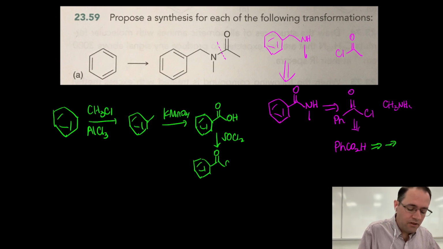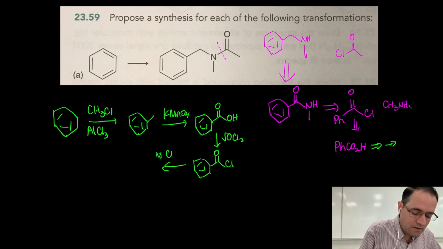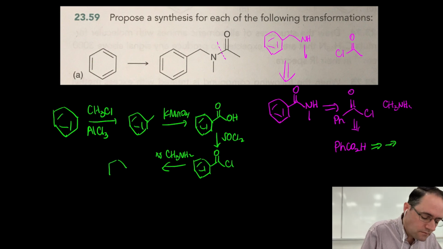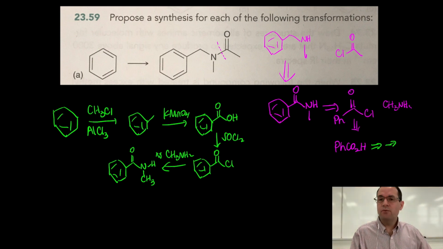Now that we have benzoyl chloride, we can treat that with excess methylamine to give us the N-methylbenzamide, okay? So I'm trying to figure out the best way to squeeze everything in here in the writing. So we'll draw H going up this way and CH3 going up that way. And then we can treat this with lithium aluminum hydride.